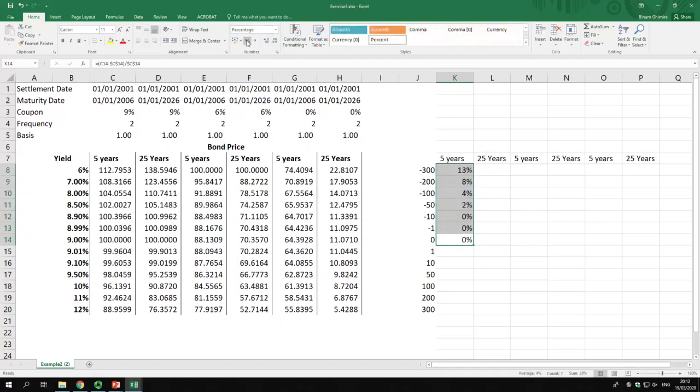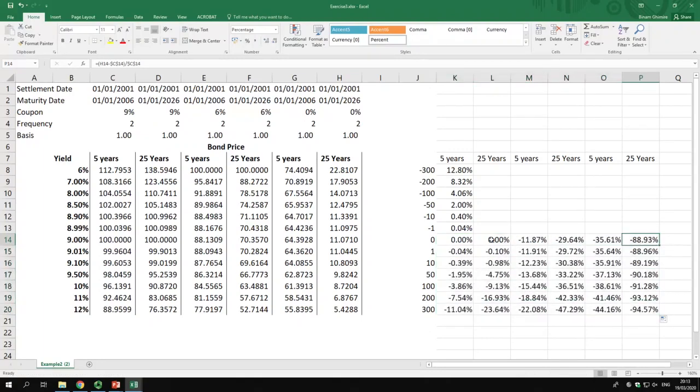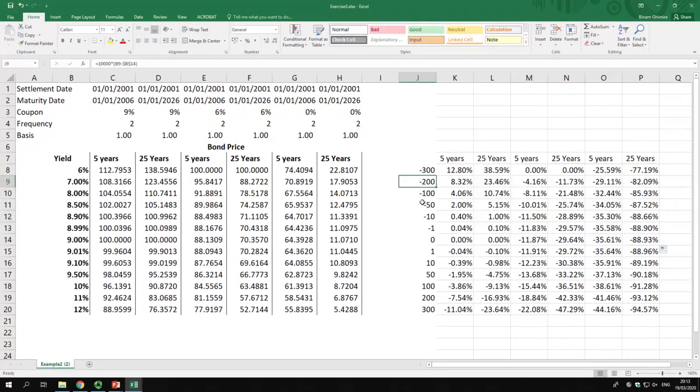I'm not keeping them in percentage, but as soon as I convert them to percentage, you can see this works well, 12.8. Okay, so now I'm fine. I am able to drag it all the way here and all the way down, and similarly I can now apply the same formula to fill in the rest. So what I have found now is, given these basis point changes, increment or decrement beyond 9%, what is the percentage change in the price of the bond? This is what I have been able to find out.